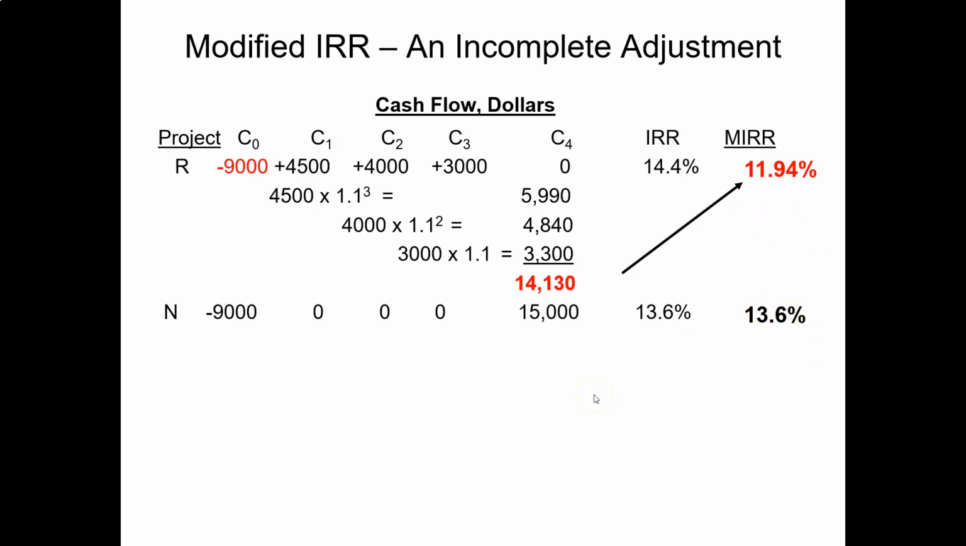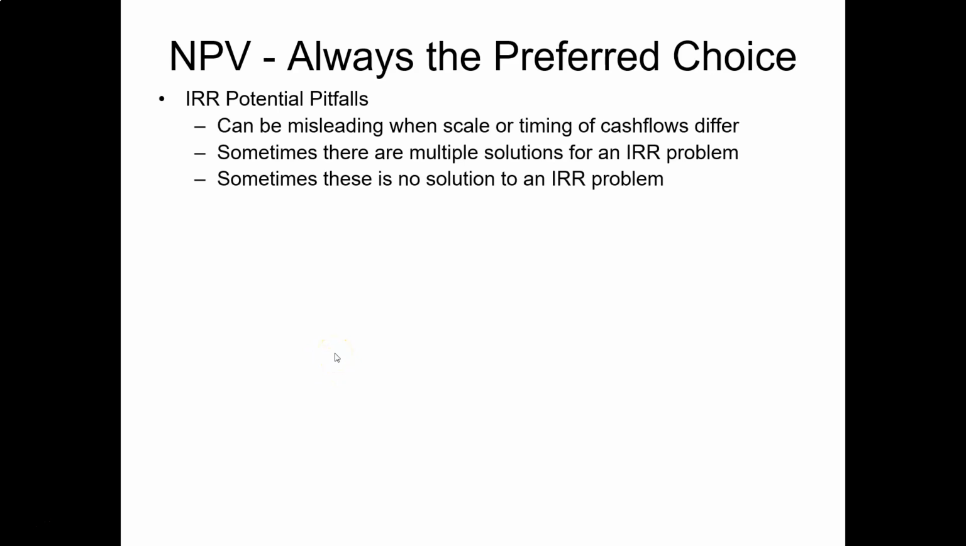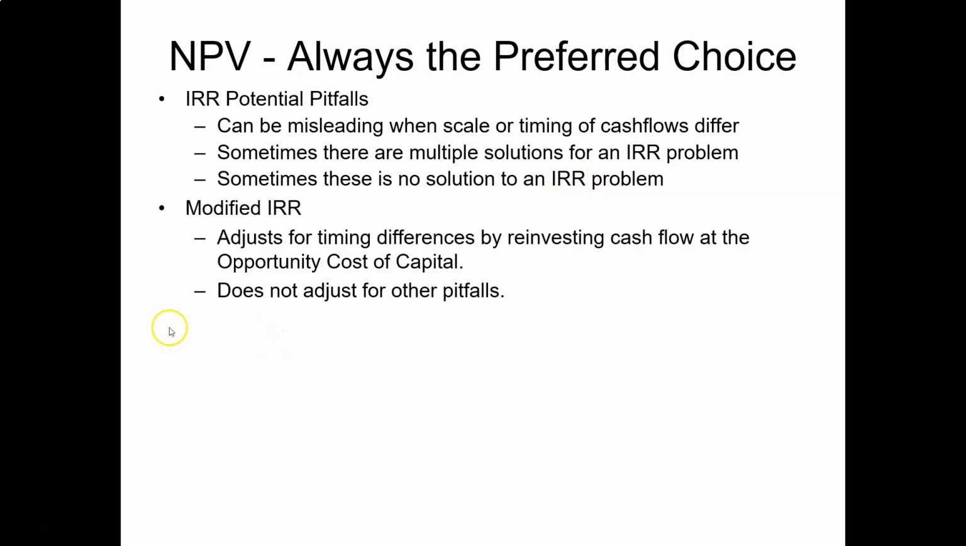It has a similar intuition to the net present value rule. In short summary, the net present value rule will always be the preferred choice. If we use the internal rate of return rule, it can be misleading because investment projects have different scale and different time horizons of cash flows. Sometimes we may meet multiple solutions in solving an internal rate of return problem. Sometimes we may find no solutions in calculating an internal rate of return problem.